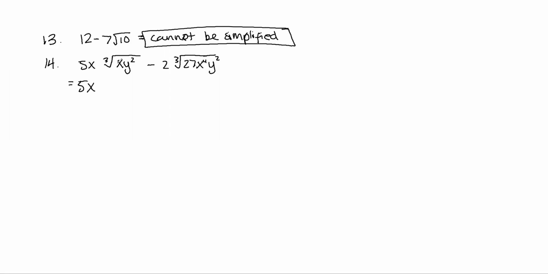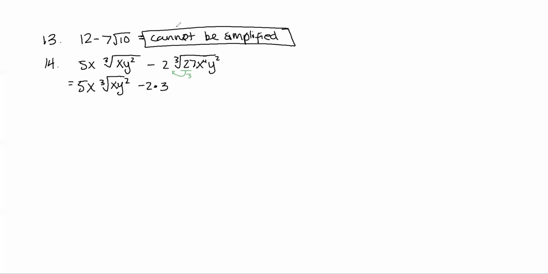So the cube root of x we can't do because this has an exponent less than 3. Same thing with y squared. So we can't actually do anything with those guys. So we're going to leave the cube root of xy squared alone. And now bring down the minus 2 and let's see what we can take out here. The cube root of 27 is 3. So let's bring out a 3 in the front.